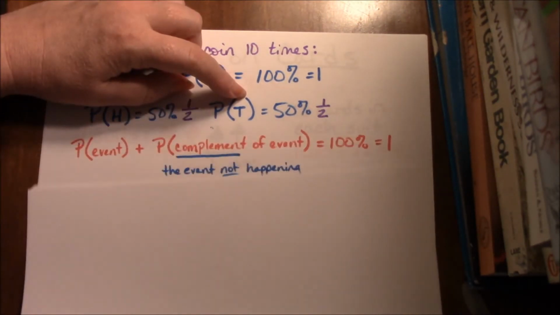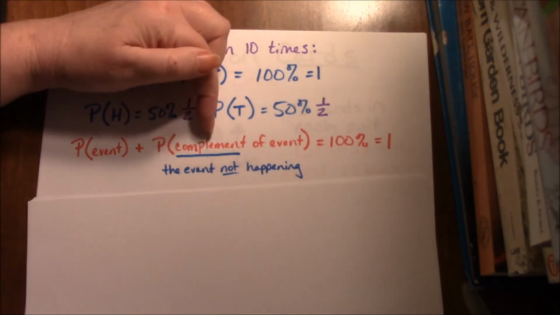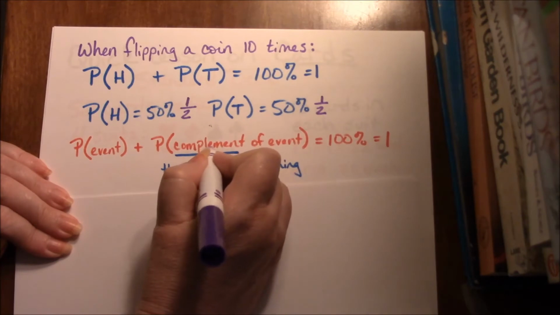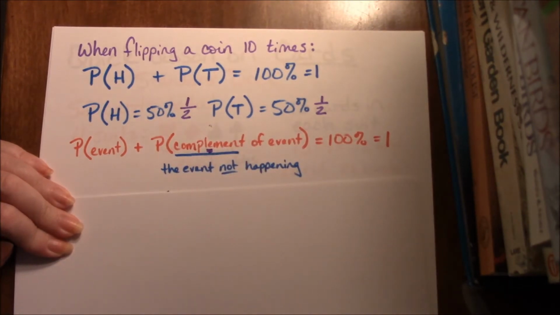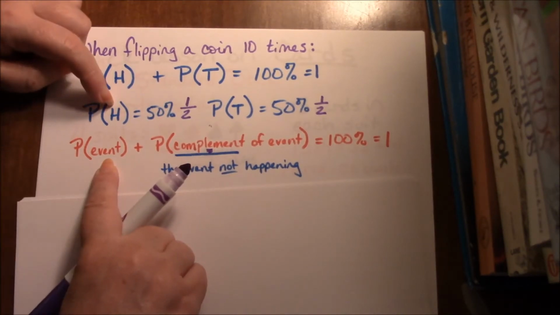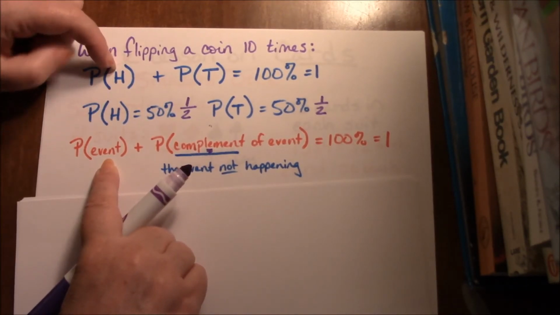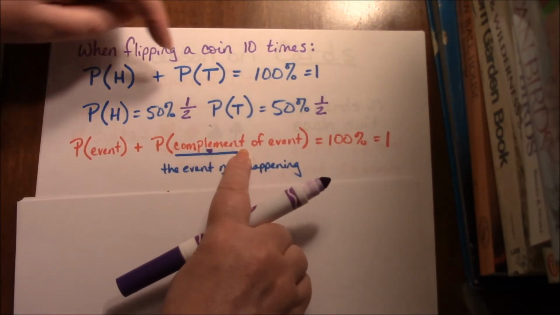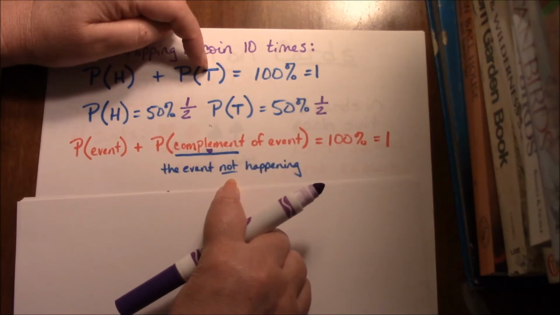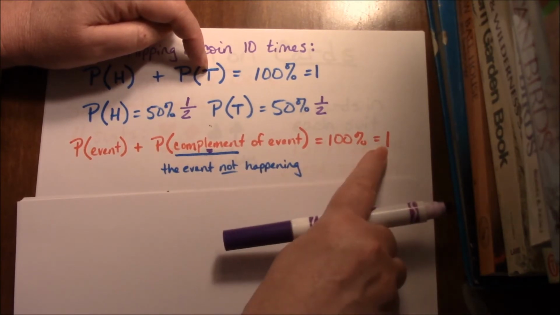Heads and tails are called complementary events, and complement with an E, not like compliment with an I that says, oh, you have pretty eyes. This is the probability of an event, and the probability of the complement of the event, which means the event not happening, is going to equal 1.